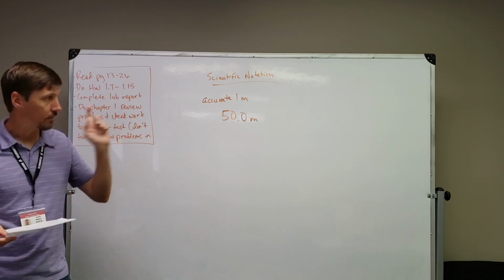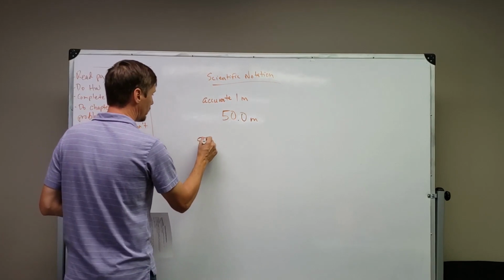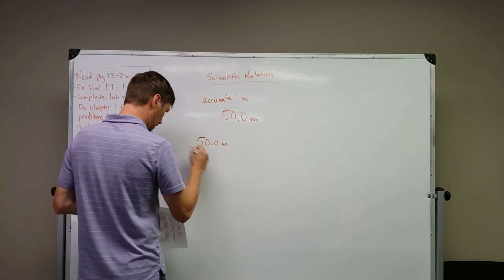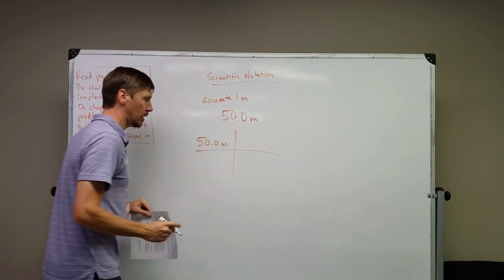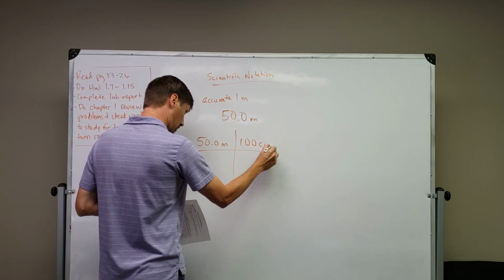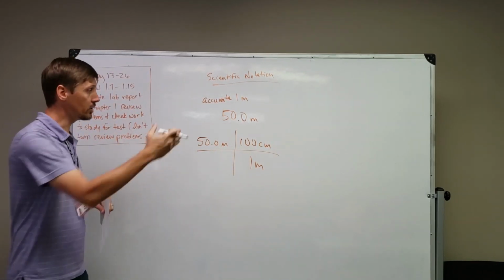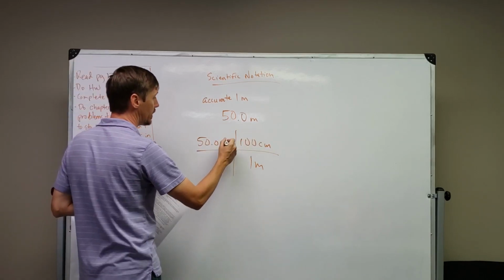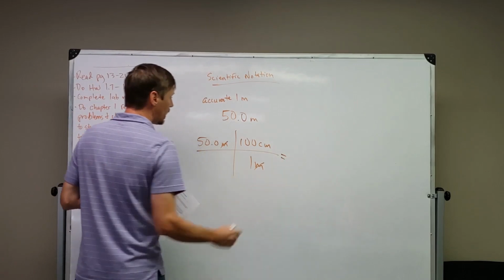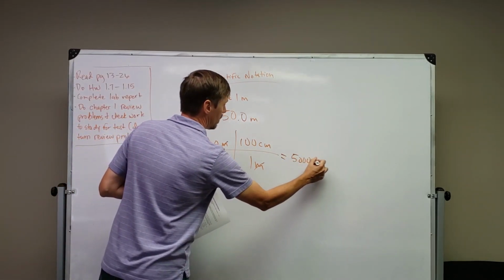Let's say we have this measurement, but we want to convert it to centimeters. We've got 50.0 meters, and we want to convert it to centimeters. We know our conversion relationship is that there are 100 centimeters in 1 meter. So we write that down, putting centimeters on top because that's the unit we want to end up with, so that our meters will cancel out. That gives us a final measurement of 5,000 centimeters.